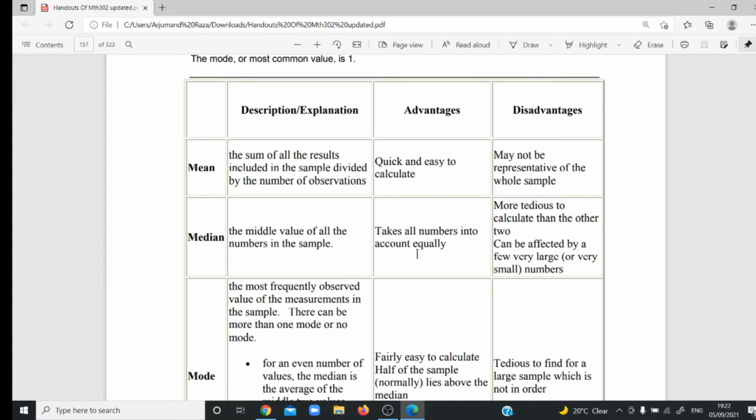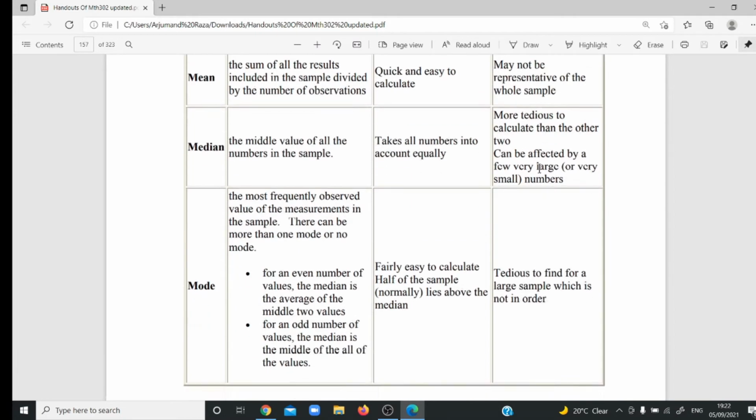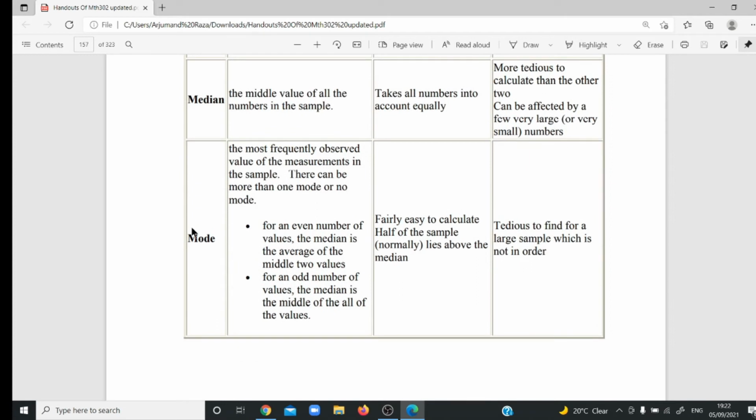For median, it takes all numbers into account equally, so from the right side and from the left side it accounts equally. But it is more tedious to calculate than the other two, and it can be affected by a few very large or very small numbers. Remember this word, few. The mean, however, can be affected very easily by a large or small number. For mode, it is fairly easy to calculate.